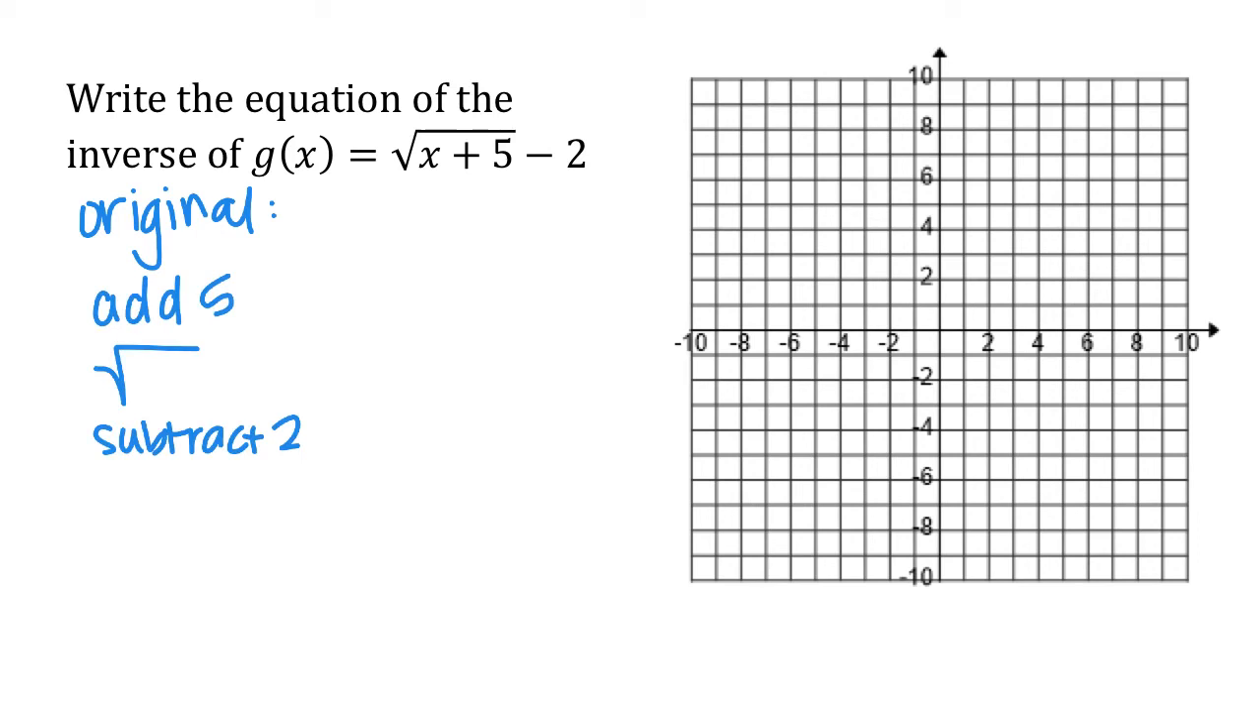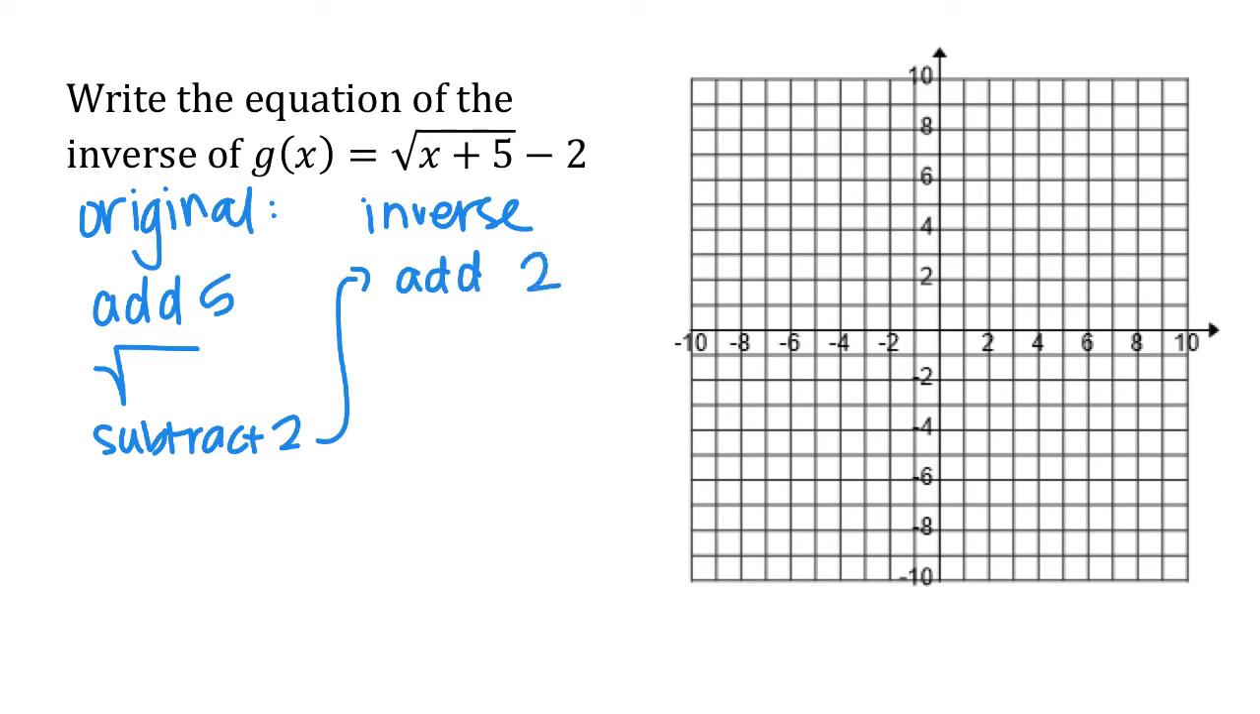Okay, so the original function, we would add 5 to x, we would take the square root, and then subtract 2. So if we were plugging in a number for x, this is what we would do to that number. And then for our inverse, we're going to undo those steps. So instead of subtract 2, add 2 for the first step.